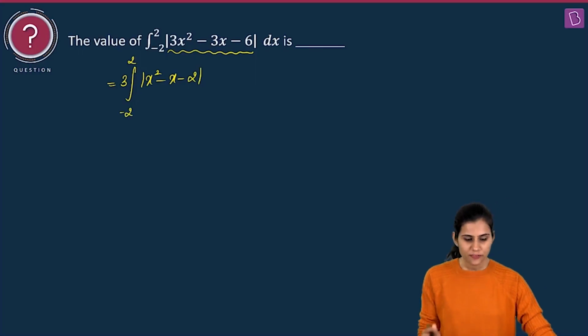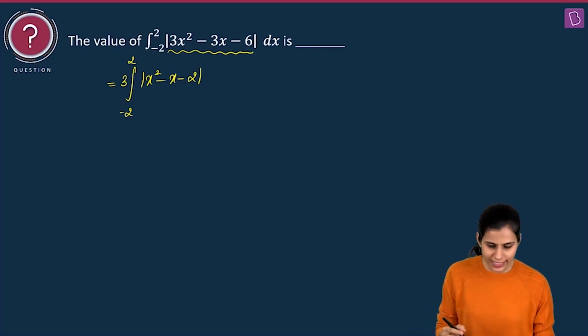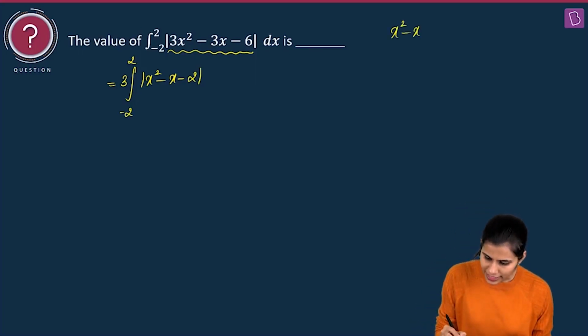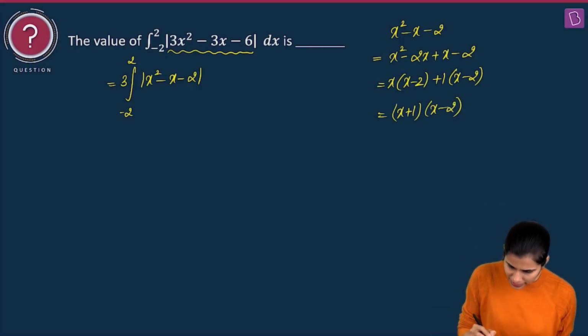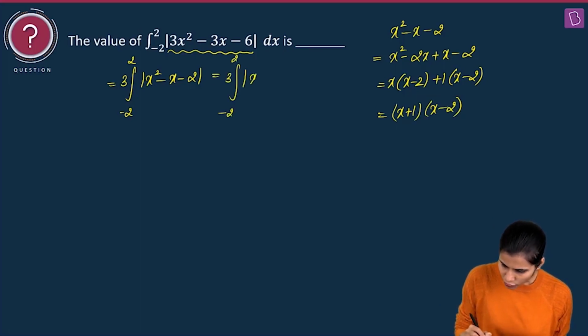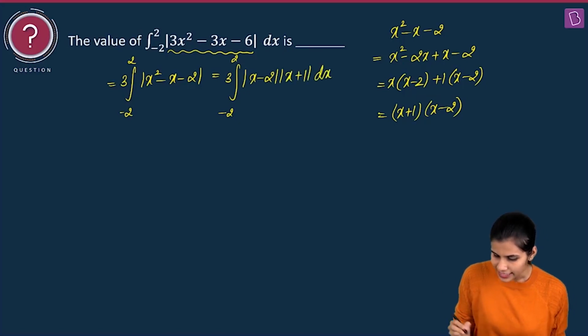If I individually focus on this quadratic expression x square minus x minus 2, I can break the middle term. This is x square minus 2x plus x minus 2, which is x into x minus 2 plus 1 into x minus 2, which gives you x plus 1 into x minus 2. That means this can be written as 3 times the integral from minus 2 to 2 of mod of x minus 2 into mod of x plus 1 dx.